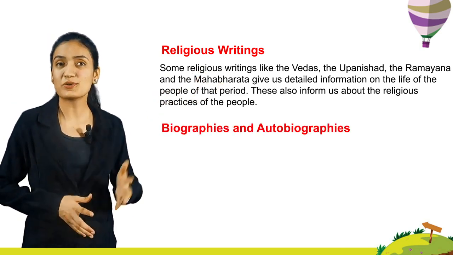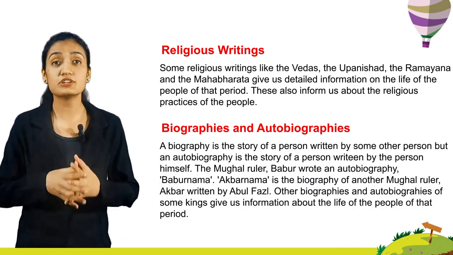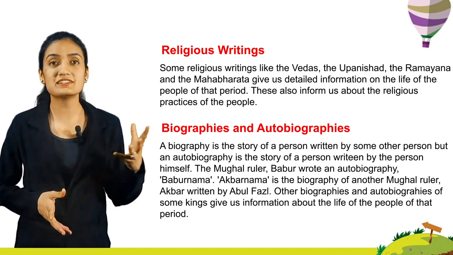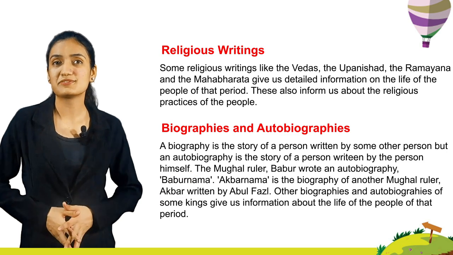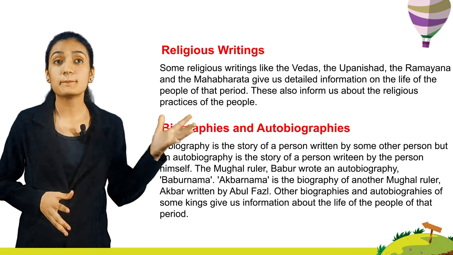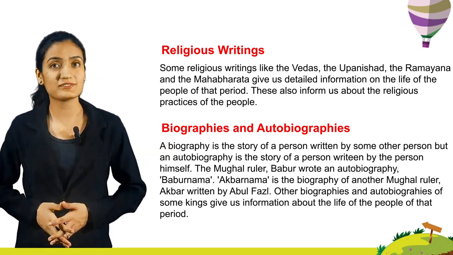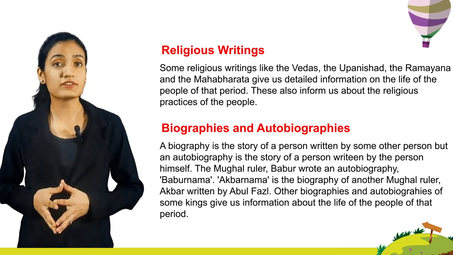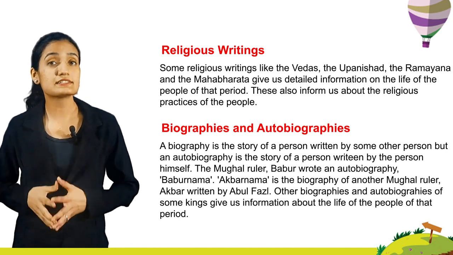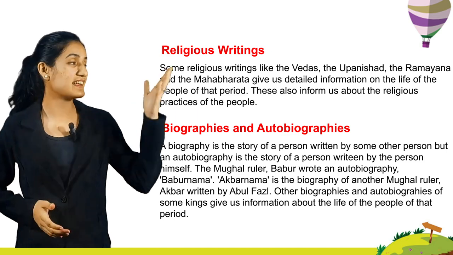Biographies and autobiographies. A biography is the story of a person written by some other person, but an autobiography is the story of a person written by the person himself. The Mughal ruler Babur wrote an autobiography, Babarnama. Akbarnama is the biography of another Mughal ruler, Akbar, written by Abul Fazl. Other biographies and autobiographies of some kings give us information about the life of the people at that period.